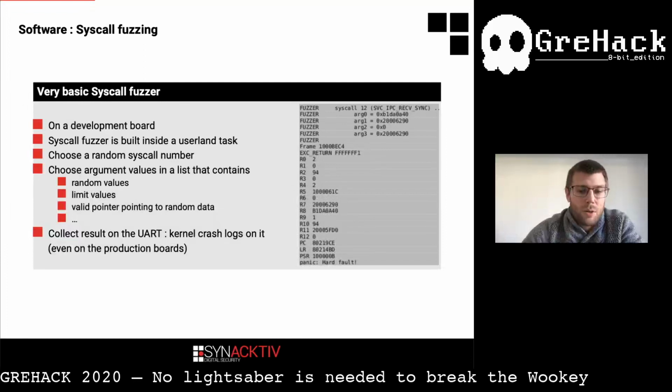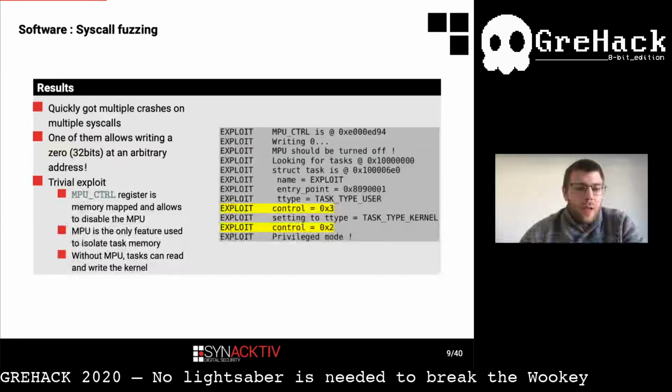The PC is connected to the serial port and waits to collect crashes. When a crash occurs, the Wookey reboots, and then the fuzzing task is re-executed, so the fuzzer continues to do testing. Many crashes were quickly found. We had to analyze them. The fuzzer found a way to write 0 at a controlled address in privileged mode. So we used this vulnerability to write a privilege escalation exploit.